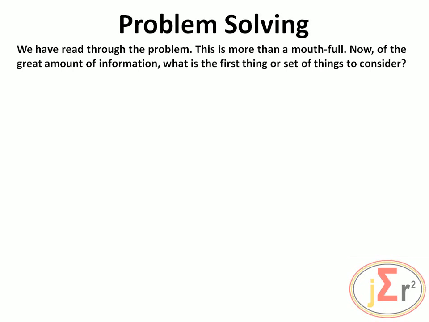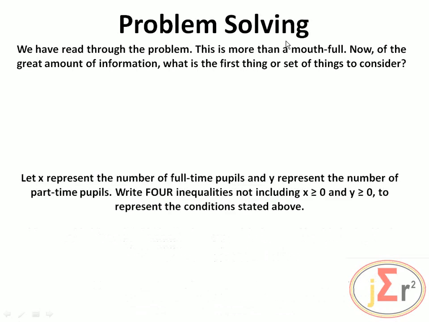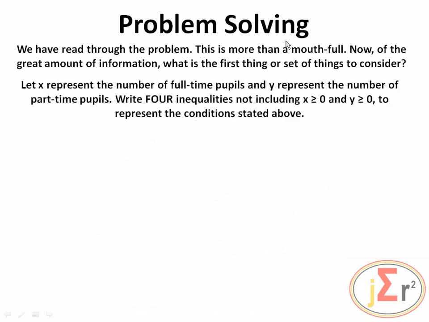So we have read through the problem. This is more than a mouthful. Now, of the great amount of information, what is the first thing or set of things to consider? In any linear programming problem, this is what we do. Let X represent the number of full-time pupils and Y represent the number of part-time pupils. Write 4 inequalities, not including X is greater than or equal to 0 and Y greater than or equal to 0, to represent the conditions stated above.